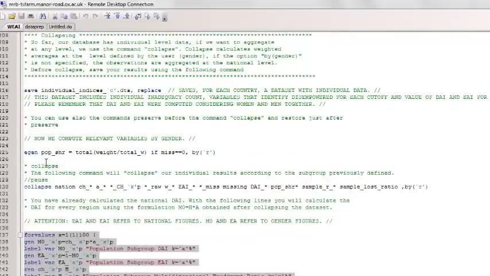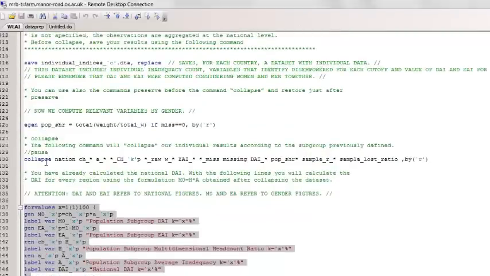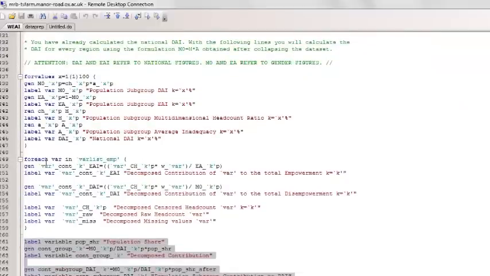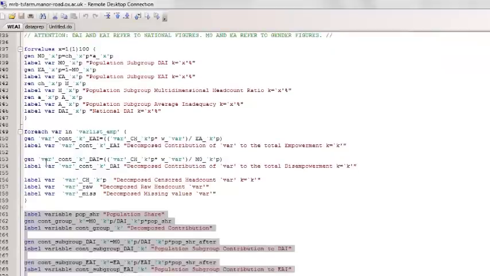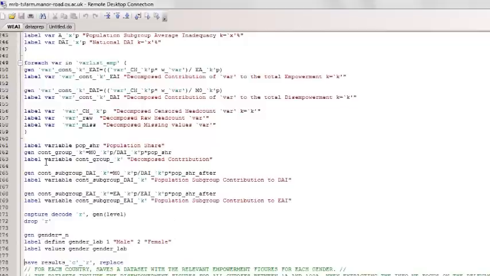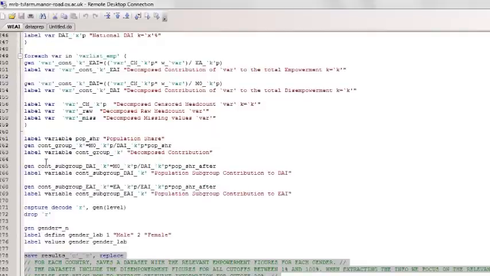And here we compute the disempowerment index similarly to what we did above, but by gender. And these lines give me the contribution, computing each gender's contribution to the national disempowerment index. With line 278, we save the second set of results, and this set of results has all the information but by gender.